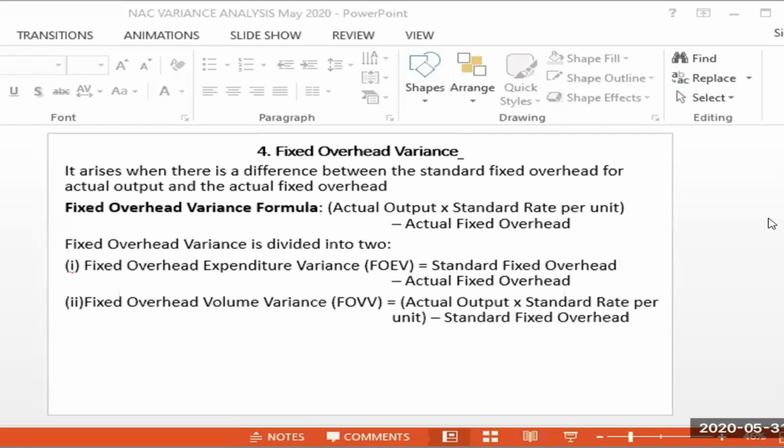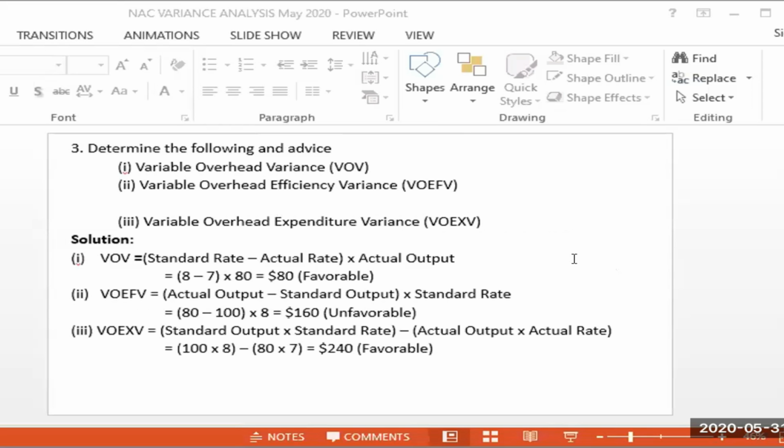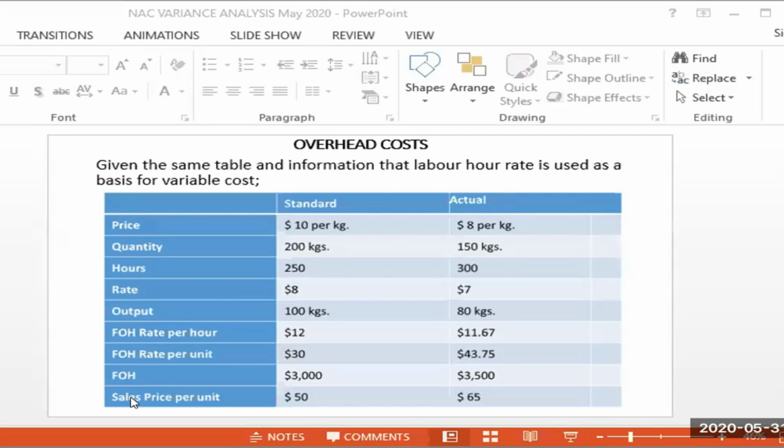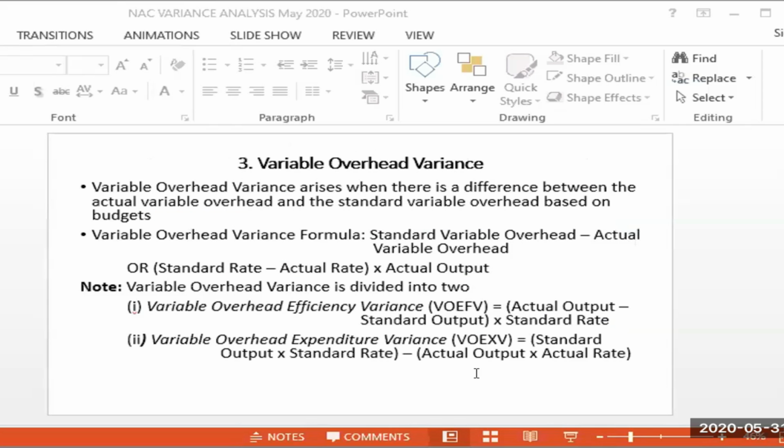Now, if you go back to our table, you can see fixed overhead. We have the fixed overhead rate per hour. This one you're given, it's already determined for you, rate per hour. We have the fixed overhead rate per unit, all right? And then we have the fixed overhead totals, which is standard is the 3,000 and the actual that we spend is actually 3,500. So you just pick from this and then you fill up the formula.